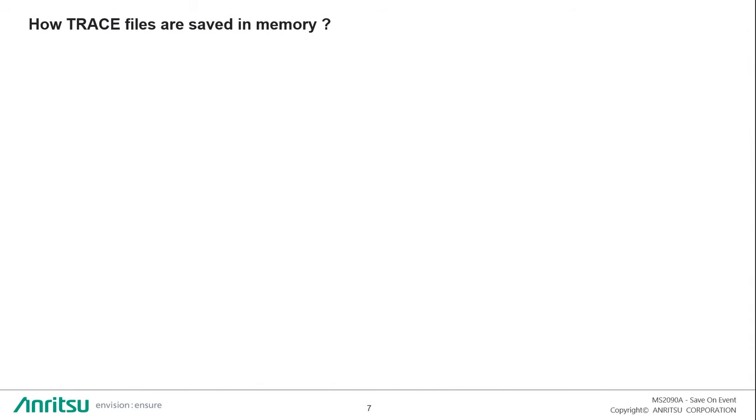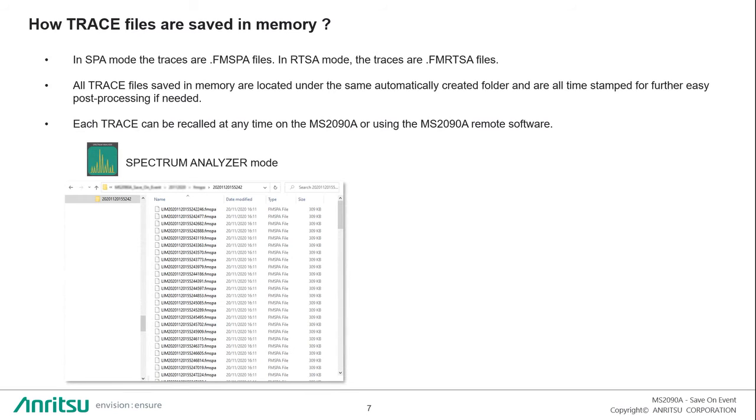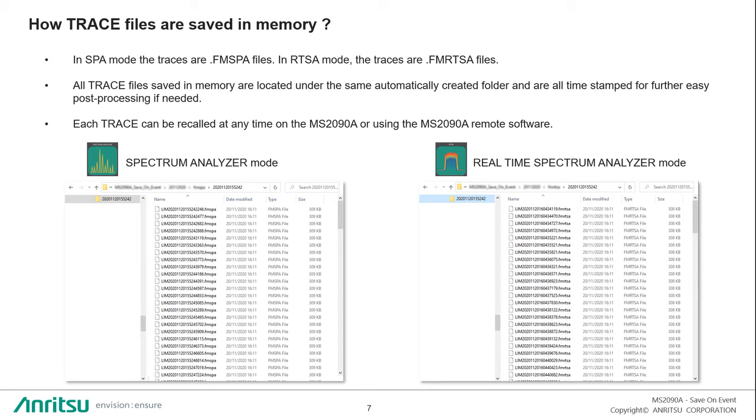As a final step that I would like to highlight, let's concentrate on what happened in the memory of the unit. The trace files which have been saved in memory are .fm.spa files, and the trace files in RTSA mode are .fm.rtsa files. At the time you started to use the save on event function, be aware that a folder has been created automatically in memory. This is where you will find the traces that have been saved for you. If you decide to transfer the files to your laptop, you can then recall them either in the MS2090A or in your laptop with the MS2090A remote software.